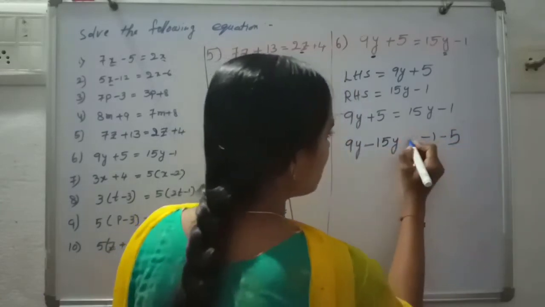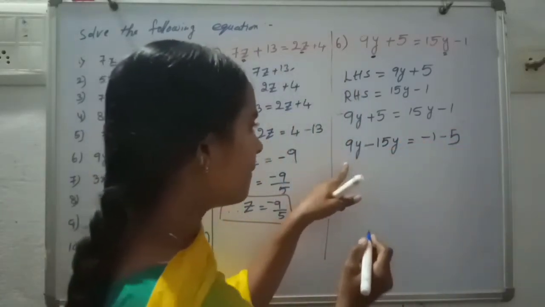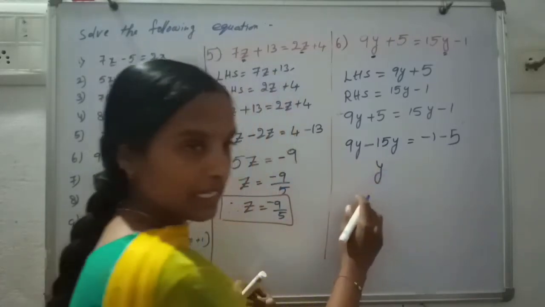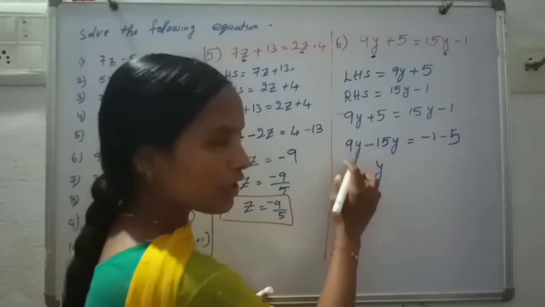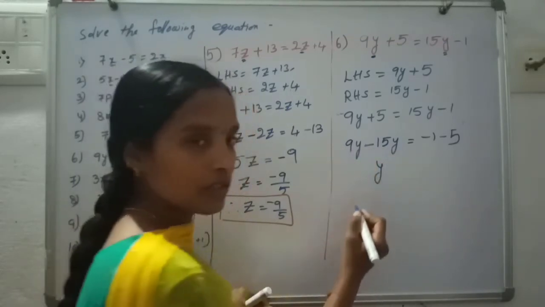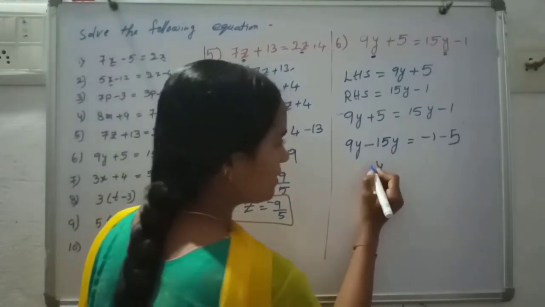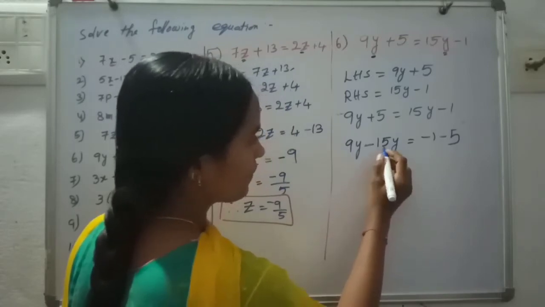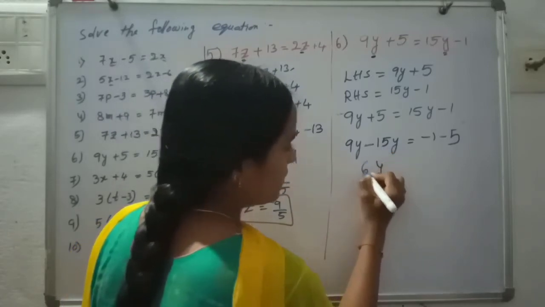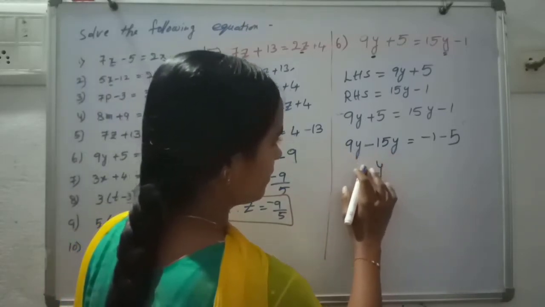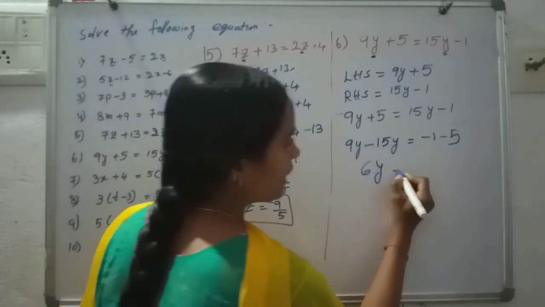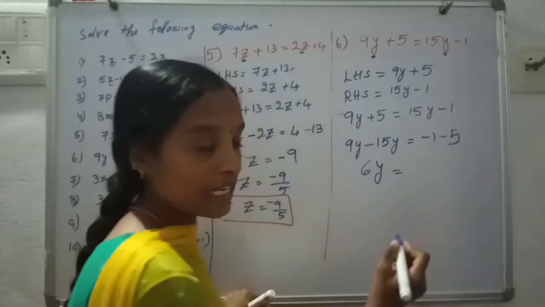Now let's see here the y term. 9 minus 15, 15 minus 9, what is that value? 6. Okay, 6 or 7? 6. Equal to here minus 1 minus 5.